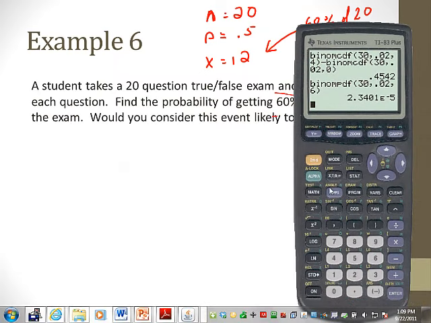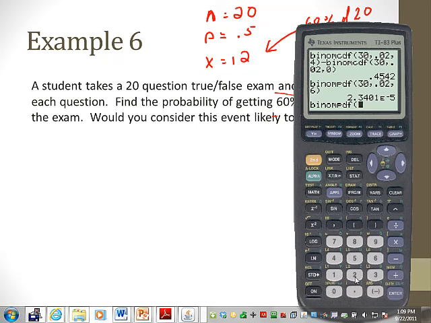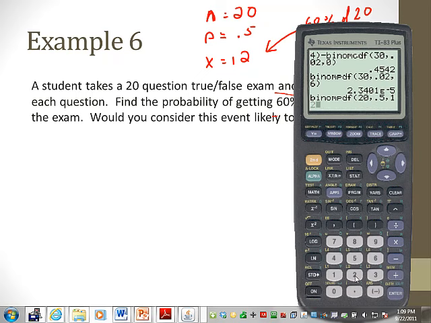So binomial, or distribution, go into binomial PDF. I'm looking for one value: 20, comma, 0.5, comma, 12. 0.12.